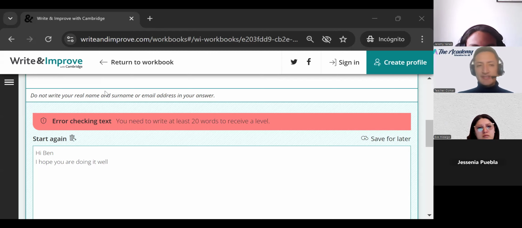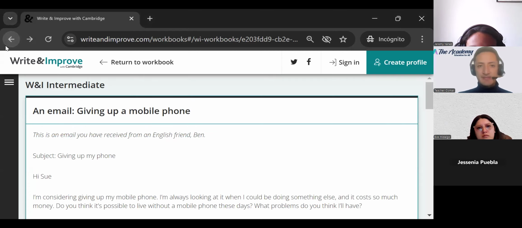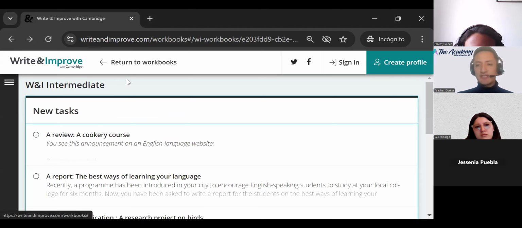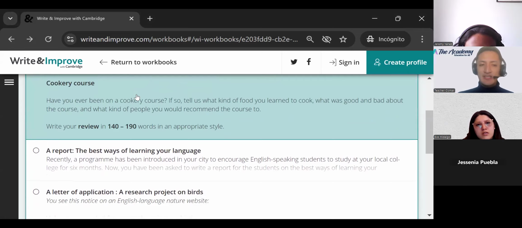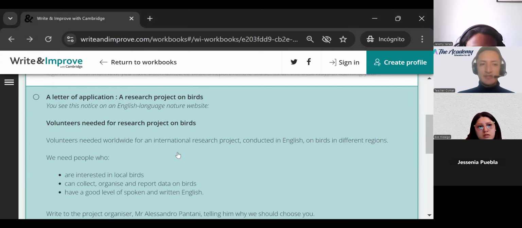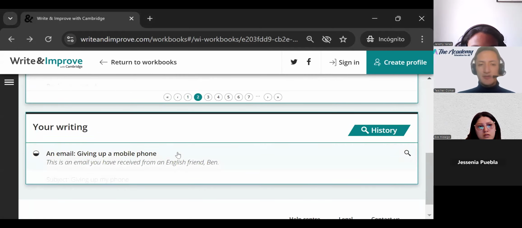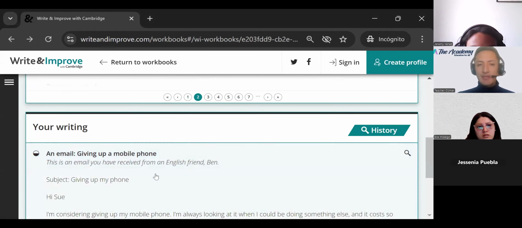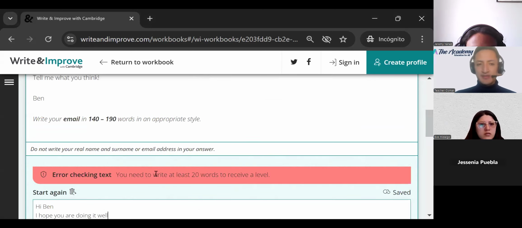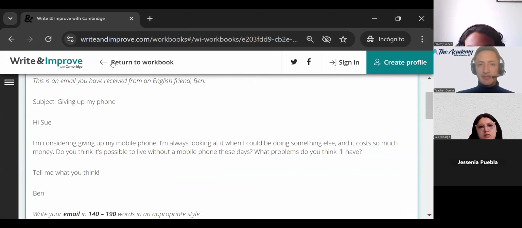Remember, si es que les aparece la pantalla principal, the main screen, tenemos que seleccionar la opción que dice Intermediate y nos vamos a la segunda página, to the second page, donde encontramos, ¿no? An email giving up my mobile phone. Giving up a mobile phone. So go for that, please.